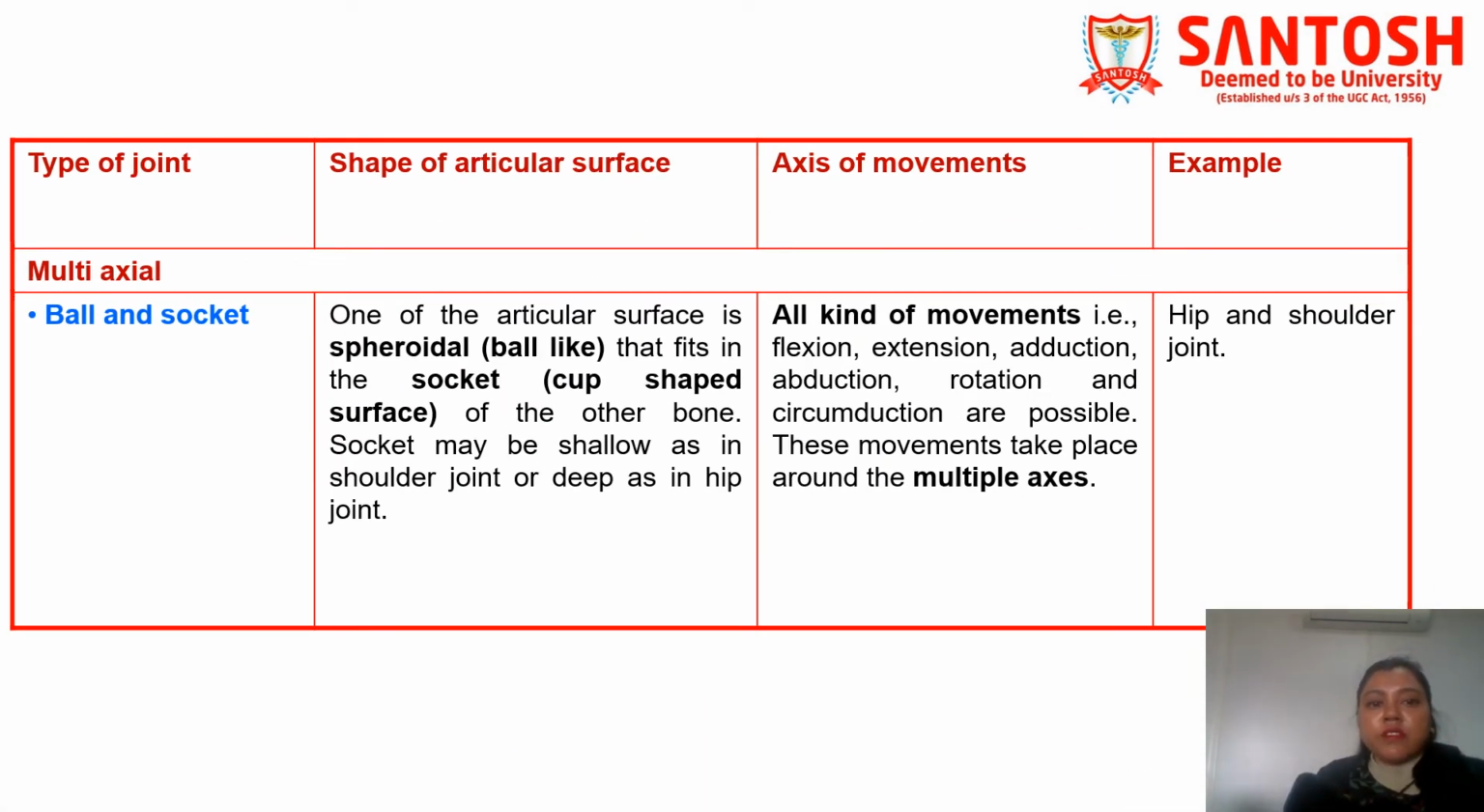Now the multiaxial joint is the ball and socket variety of synovial joint, for example hip and shoulder. So what movements are possible here? Flexion, extension, abduction, adduction, rotation and circumduction. The movements are happening around multiple axes, so it is the multiaxial joint.